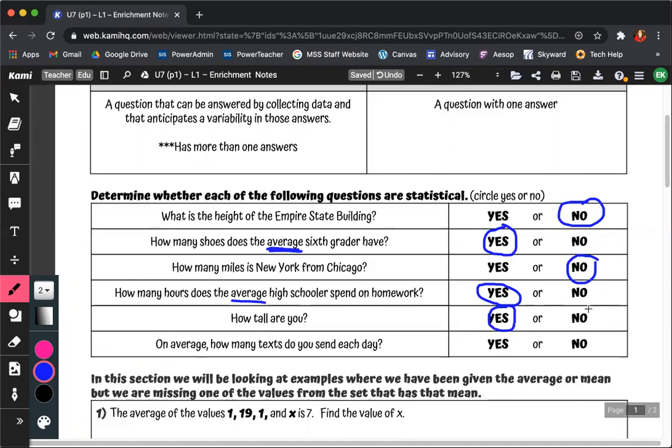If I went around and asked, on average, how many texts do you send each day? Again, we've got that keyword average. I'm not asking one specific person, I'm going around and asking multiple students. So yes, that is statistical.